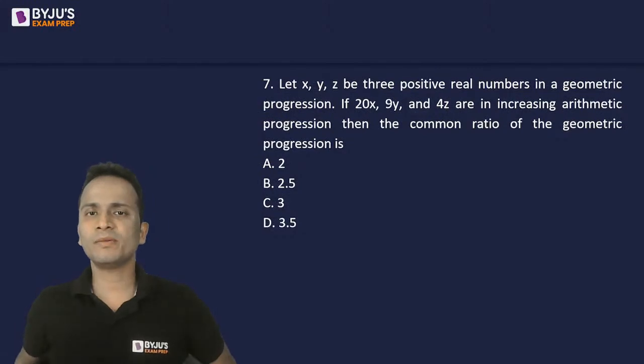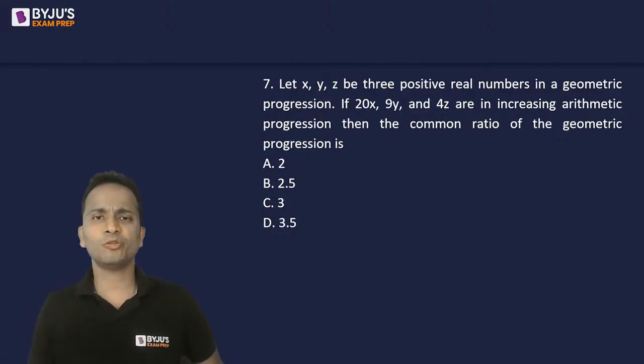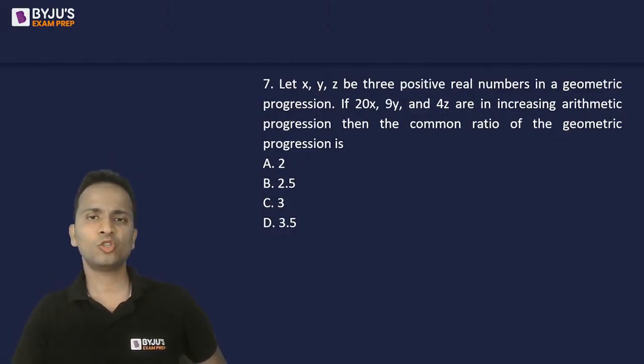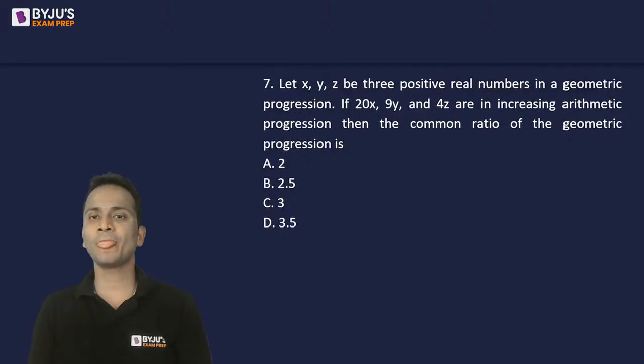Now let x, y, z be three positive real numbers in a geometric progression. If 20x, 9y, and 4z are in increasing arithmetic progression, then the common ratio of the geometric progression will be which among the following?